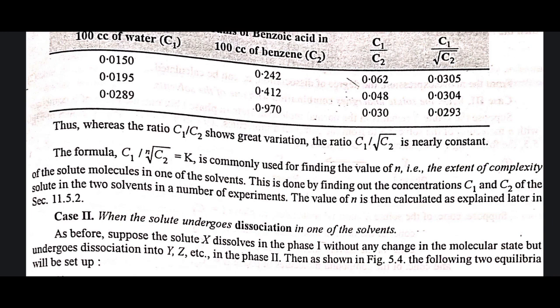The formula C1 upon nth root of C2 is equal to K is commonly used for finding the value of n, i.e., the extent of complexity of the solute molecules in one of the solvents. This is done by finding out the concentrations C1 and C2 of the solute in the two solvents in a number of experiments.